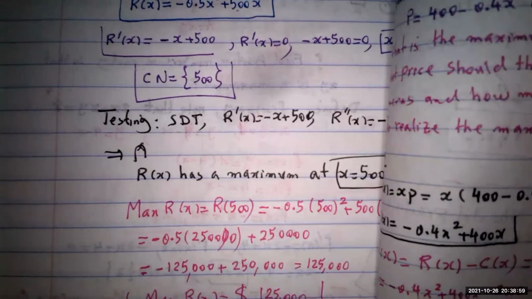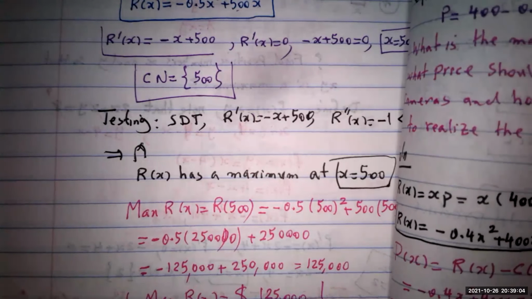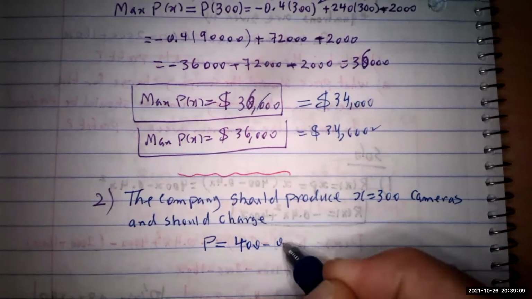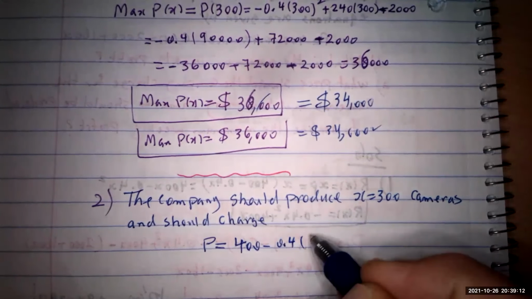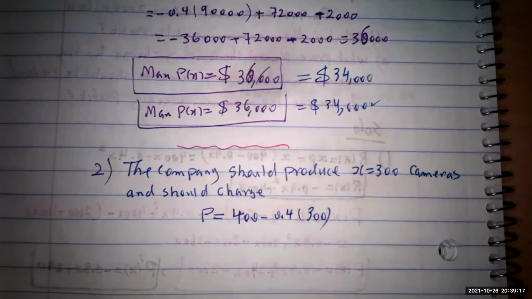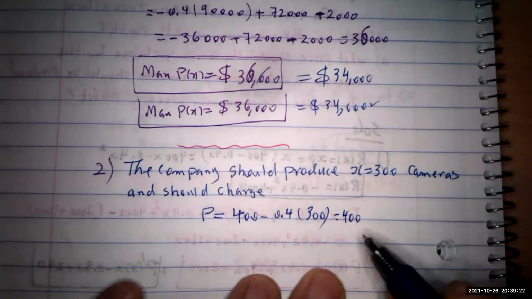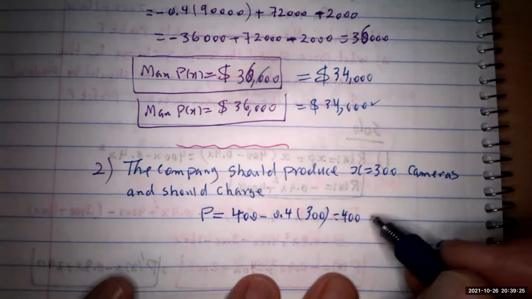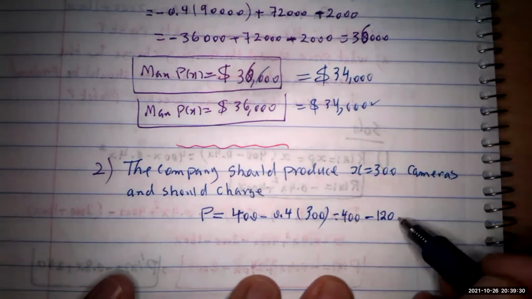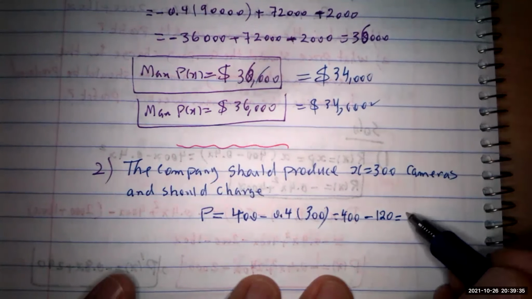What was the price demand equation? The price demand was 400 minus 0.4 times X, where X is 300. We go to the price demand equation and substitute to get this number. So this is going to be 400, and this is going to be 1200, that's going to be minus 120. You subtract it over here, so that gives you 280.